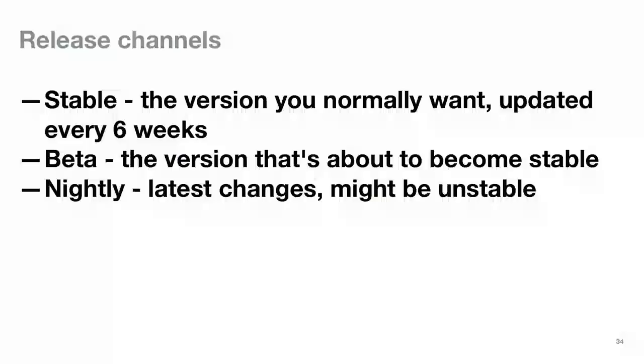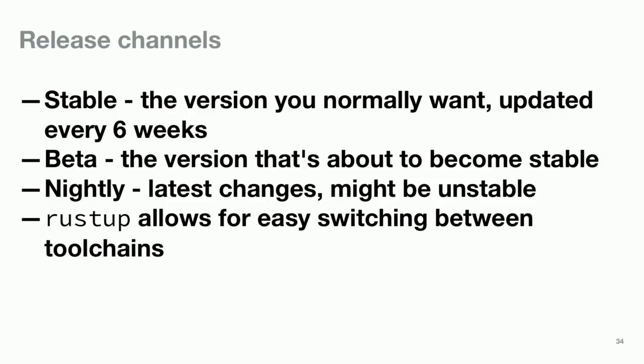Quickly mention that when you're looking into using Rust, you're going to see that there are different release channels. It's fairly straightforward. You have the stable version, which is updated every 6 weeks. Beta is the thing that's about to become stable. And nightly is where the new changes are implemented and people play around with the new stuff, and this updates every night, might be unstable, and you probably don't want to use it unless you want to try the new thing. But if you do want to try the new things, then you can use rustup and immediately switch between the different toolchains.